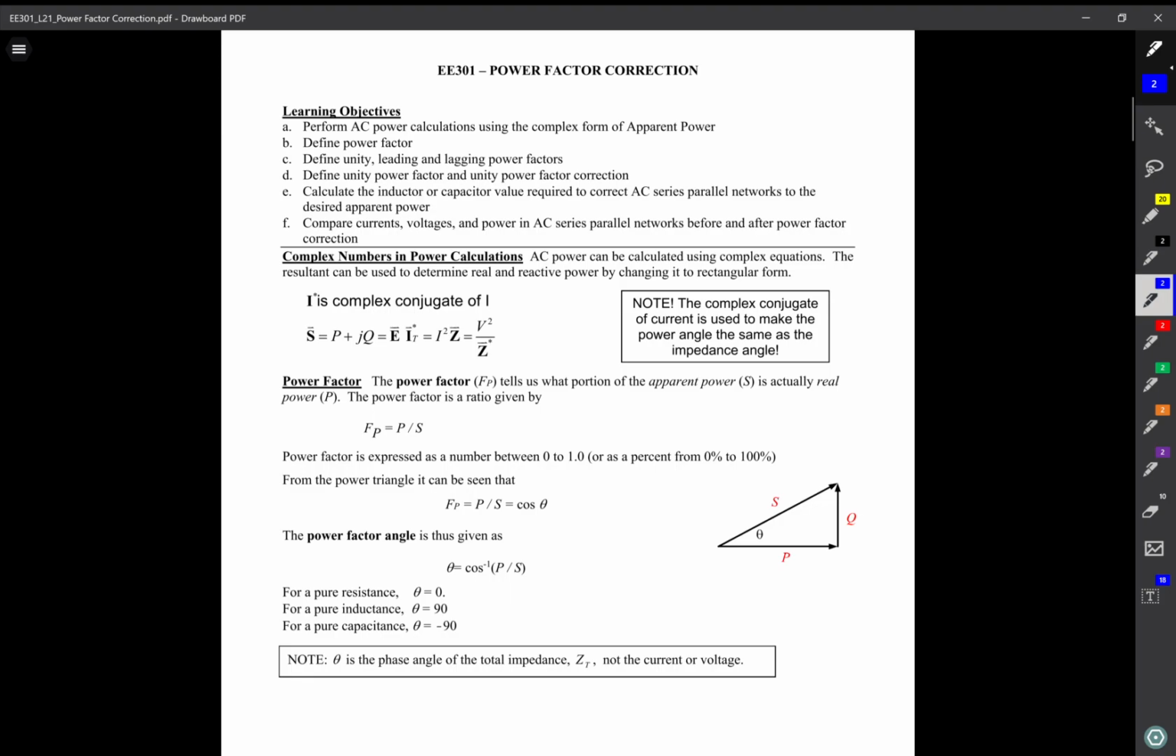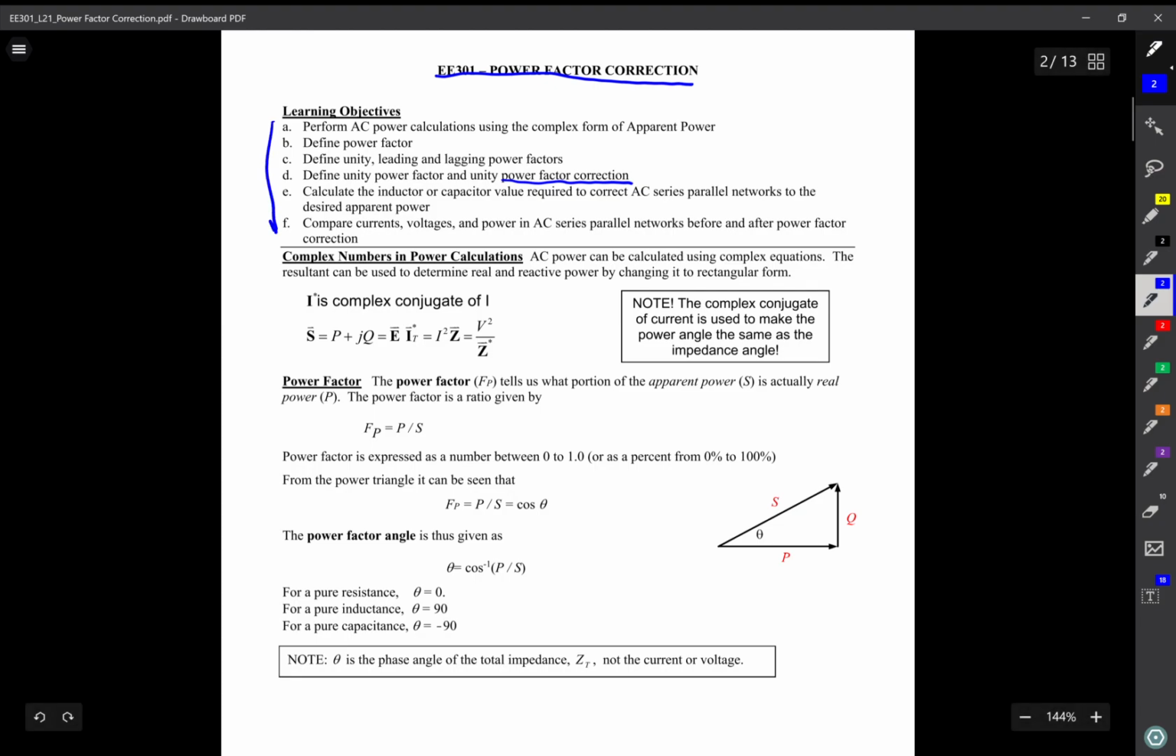Today's topic is power factor correction, where we want to talk more about AC power calculations. We want to define power factor and talk about unity, leading, and lagging power factors. And then we want to talk about power factor correction in terms of what it is and why it's important. And then we're going to do an example.